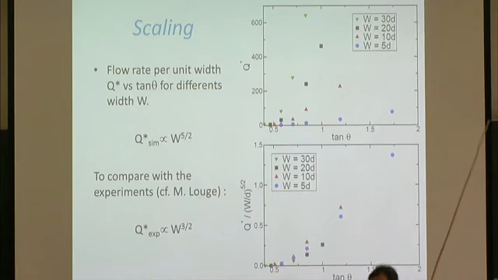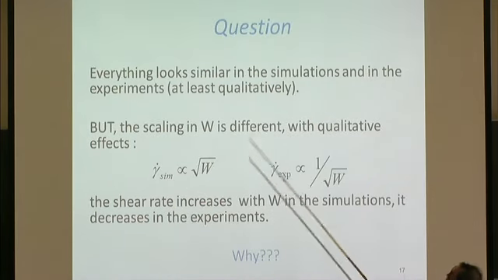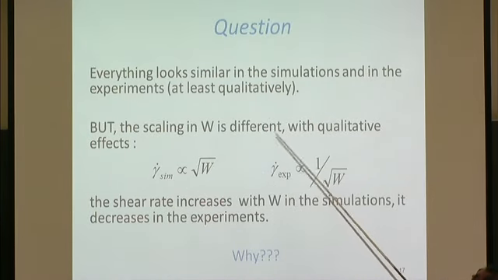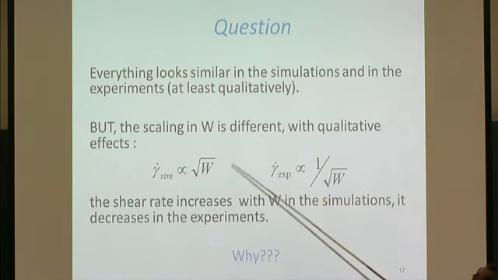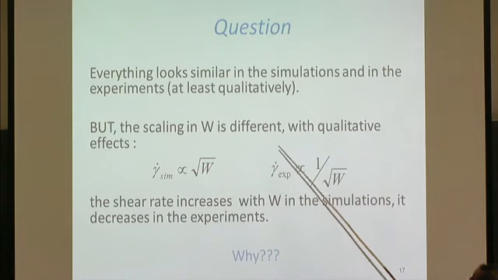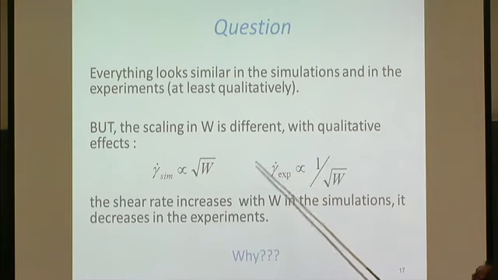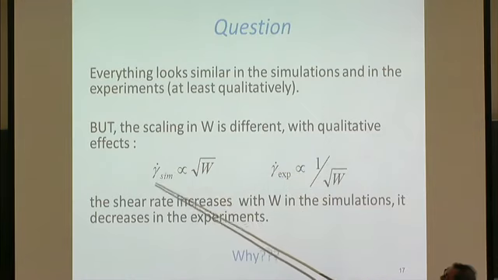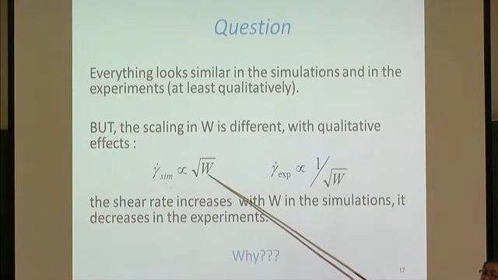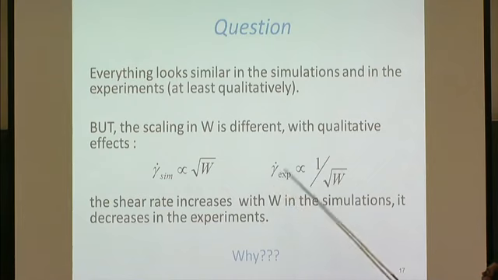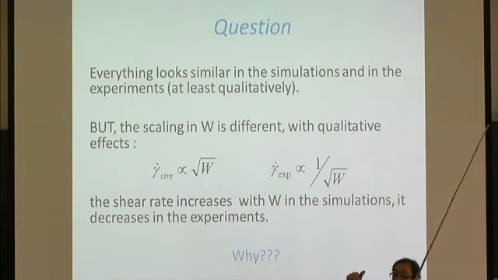We don't understand why. When we compare the experiment and the simulation, everything looks similar, but these scalings are different. It even has qualitative effects: the shear rate in simulation behaves as the square root of the width, and in experiment it is the inverse of the square root of the width. So when you increase the width, one of them decreases and the other increases. Okay, I will finish on this question.